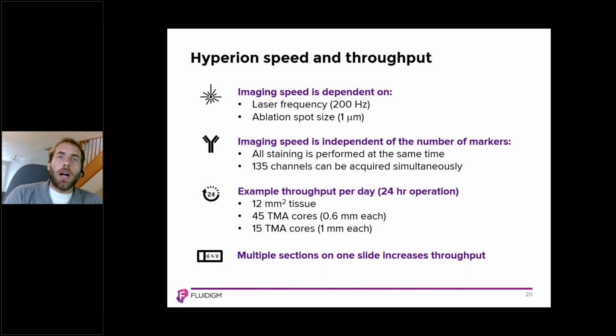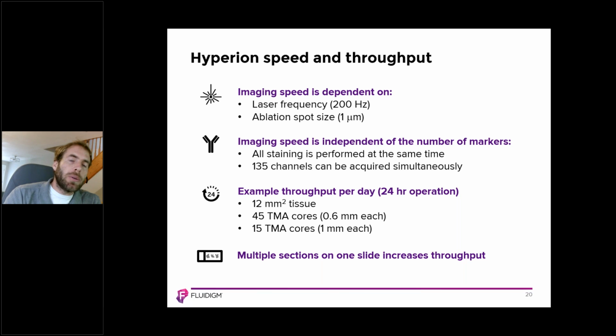So imaging speed is also independent of the number of markers, right? So all staining is performed at the same time, and all of your up to 135 different channels can be acquired simultaneously. Your example throughput per day, just to get this into a more meaningful information, would be about 12 millimeters squared of tissue, which translates into about 45 TMA cores if they're 0.6 millimeters across, or 15 TMA cores at 1 millimeter across, right? So you can get 15 1 millimeter by 1 millimeter areas over 24 hours of operation.